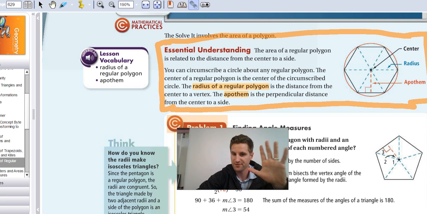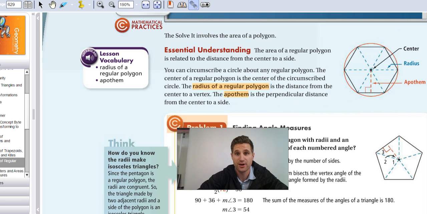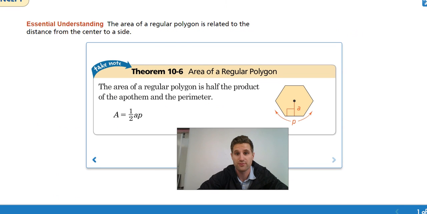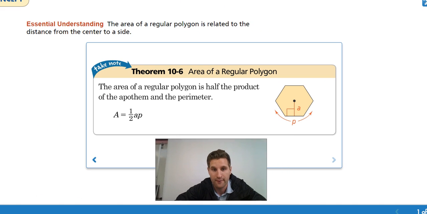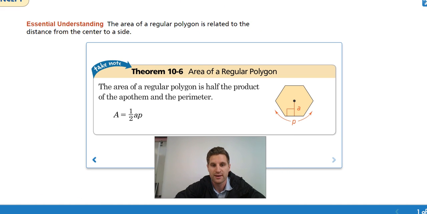Like I said, all we're doing is finding areas of regular polygons. This will apply for a lot. Let's flip over to this piece, and here we have our equation for the regular polygon. The area of a regular polygon is half the product of the apothem times the perimeter. If we do the apothem times the perimeter, that's the distance all the way around the shape, we're going to get our area.